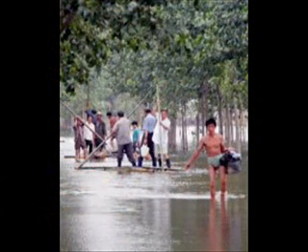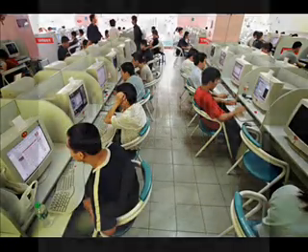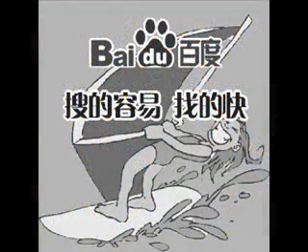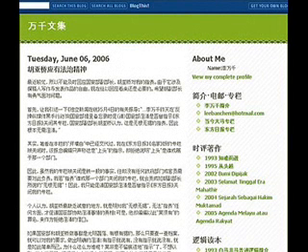Who will be using these multimedia websites? Most of the users are young people with higher education. The elder people are used to the traditional mediums such as newspaper, radio, and television.